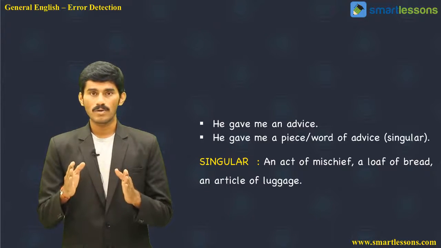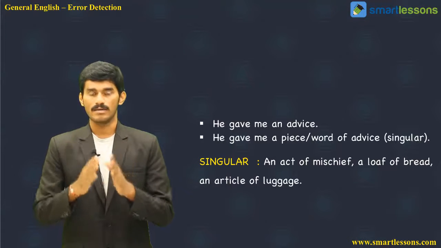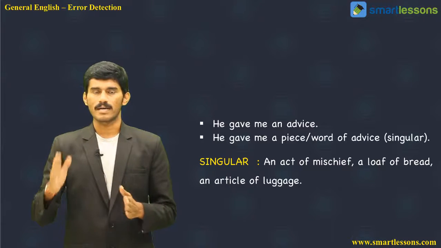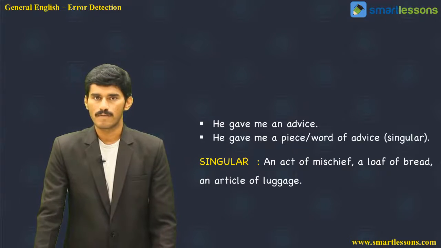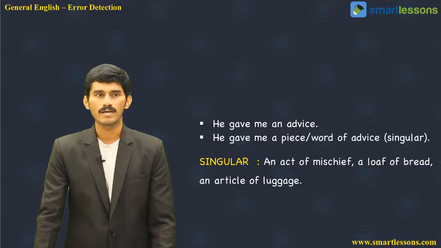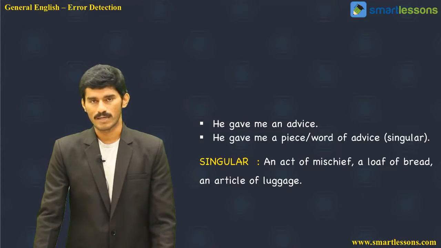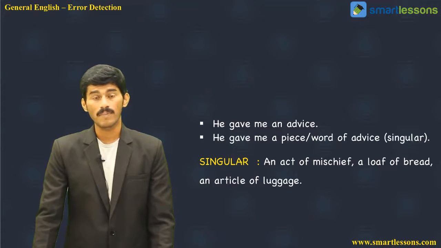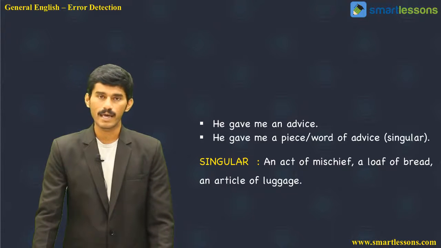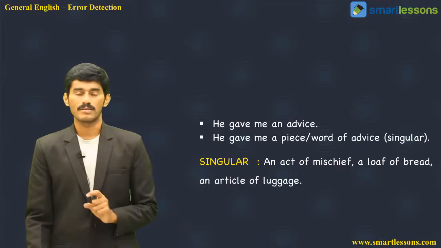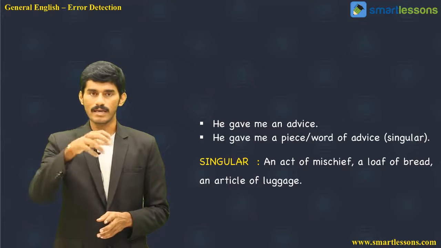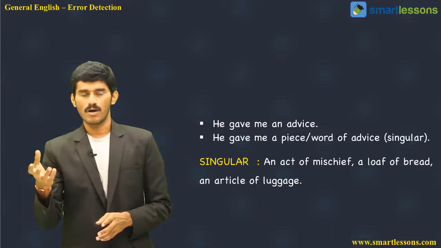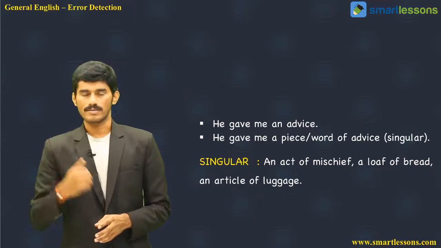But uncountable nouns do not take an article, indefinite article particularly. A or an is not used before uncountable nouns. So here an is wrong. He gave me advice, you can say. Or he gave me some advice, you can say. Or he gave me a piece of advice. If you want to make it singular, add the word piece, and say a piece of advice or a word of advice. That's it.